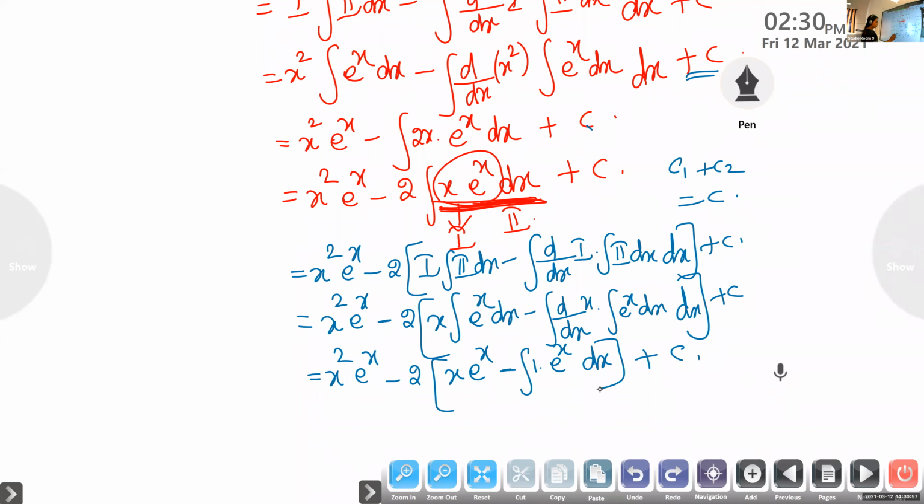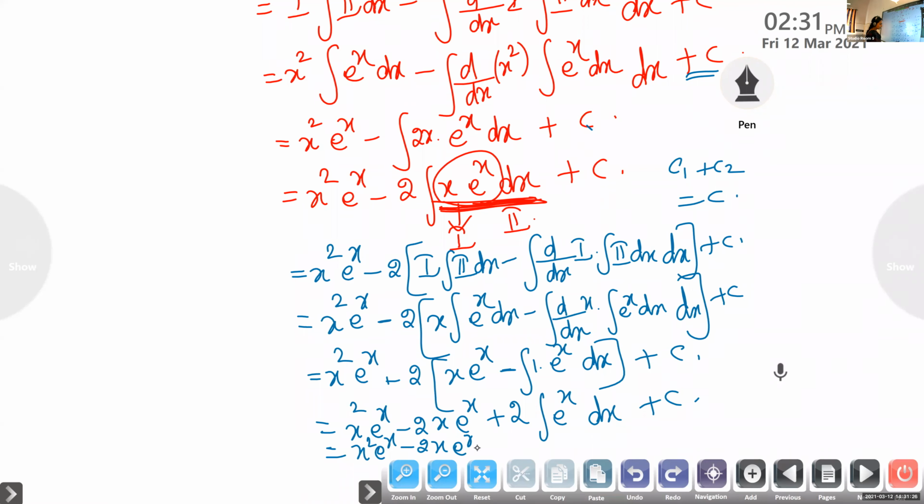1 into integral of e raised to x is e raised to x into dx plus c. For all the things, 2 is common. That is x square e raised to x minus 2, I open the bracket, x e raised to x minus of minus, it is plus 2 into integral of e raised to x dx plus c. Open the brackets. Now do the integration. What is integral of e raised to x? e raised to x. So x square e raised to x minus 2x e raised to x plus 2 e raised to x plus c.